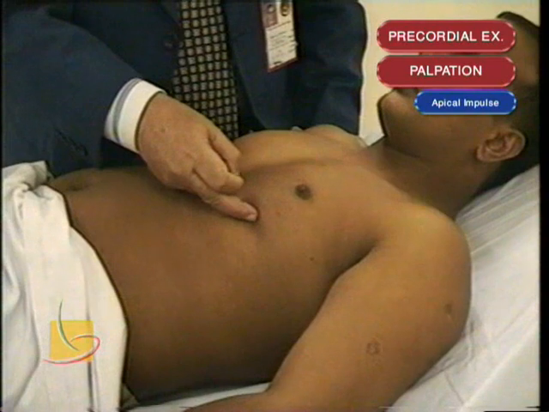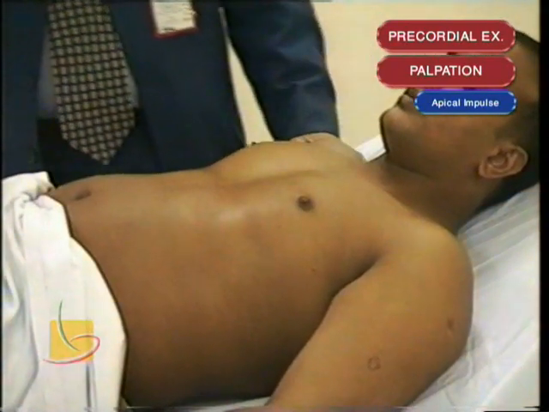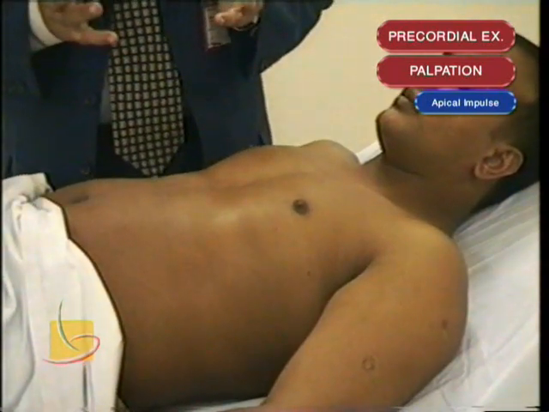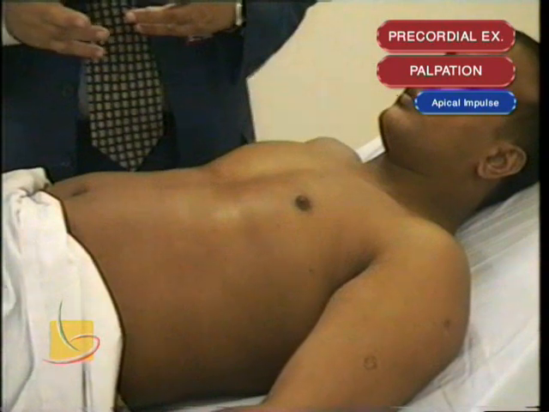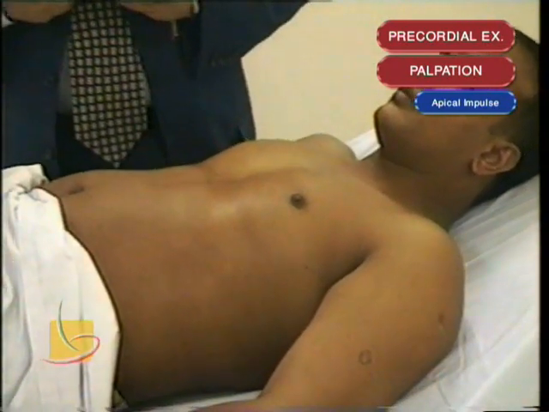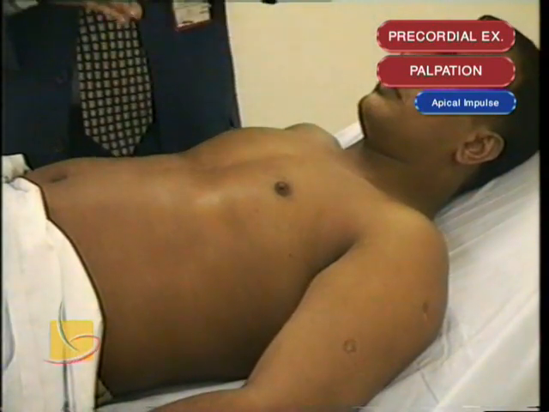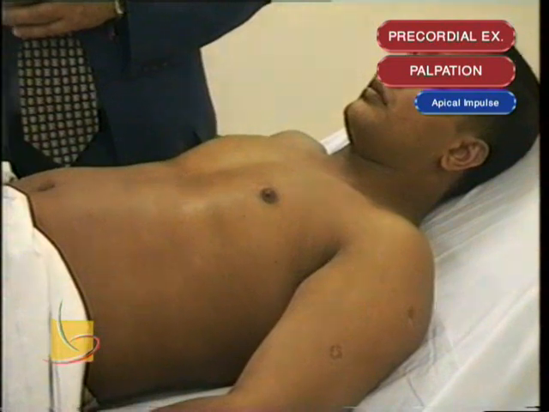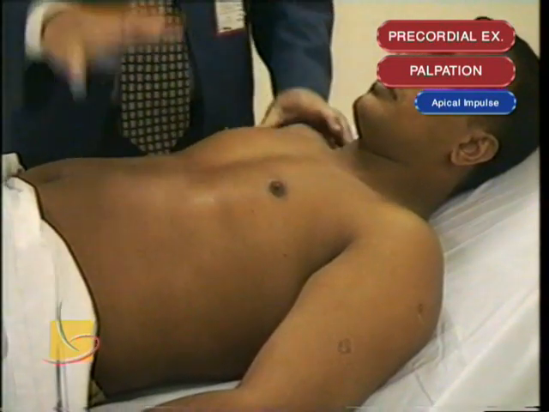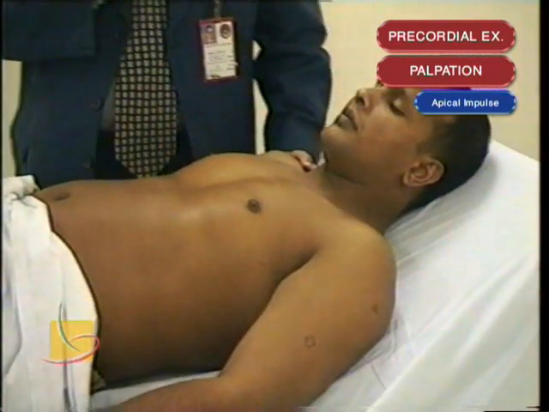So if it is diffuse, displaced and hyperdynamic, we have to understand that we are dealing with a dilated left ventricle because of volume overload, and volume overload can be created by several problems like aortic regurgitation, mitral regurgitation, anemia, thyrotoxicosis, and many other causes. So we have to keep in mind this character, the diffuse and the hyperdynamic.